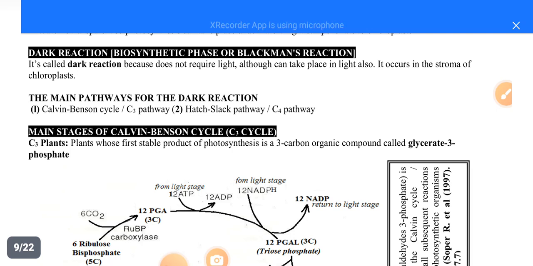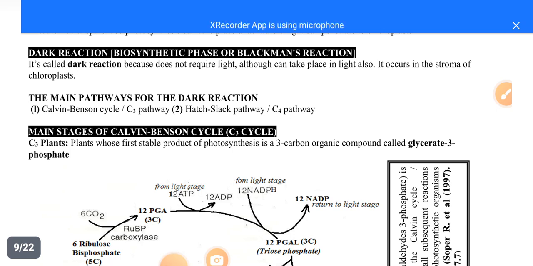So you are saying that it is called the dark reaction because it does not require light, although it can take place in light also. So it occurs in the stroma of the chloroplast. Now the other side, the light dependent stage, occurs in the thylakoid membrane of the chloroplasts. Now this dark reaction, or the Blackman's reaction, occurs in the stroma of the chloroplasts.